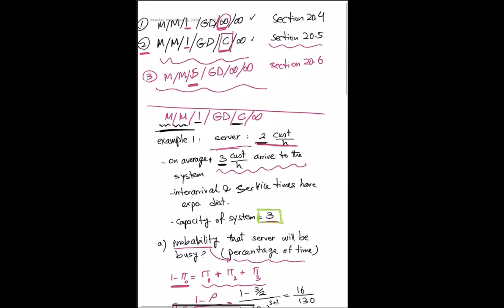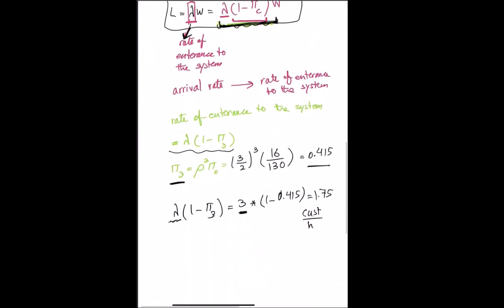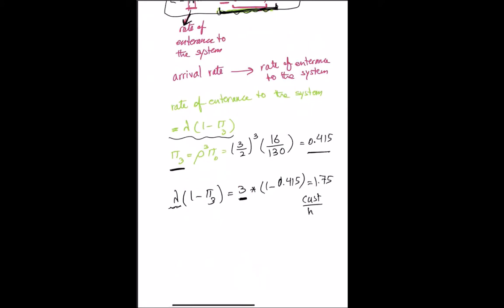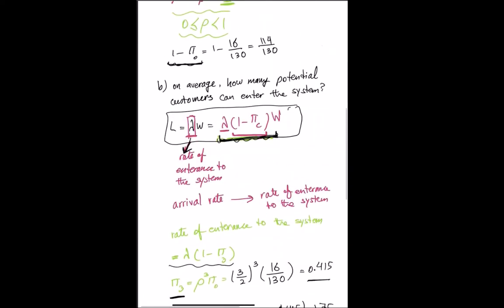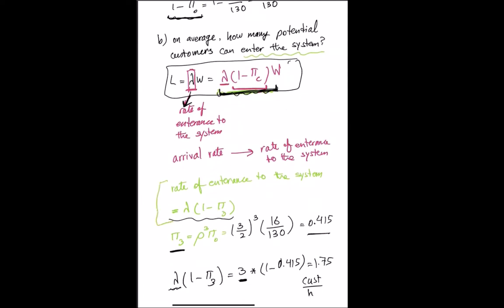Yes, but last time we had the formula that lambda is equal to rho times 1 minus c plus 1 times rho to the power of c plus c rho to the power of c plus 1. I just want to make sure, the question is asking us for the customers in the system, so we're calculating L, right? No, here the question asks, on average, how many potential customers can enter the system? It wants us to calculate the rate of entrance. The question asks for this.